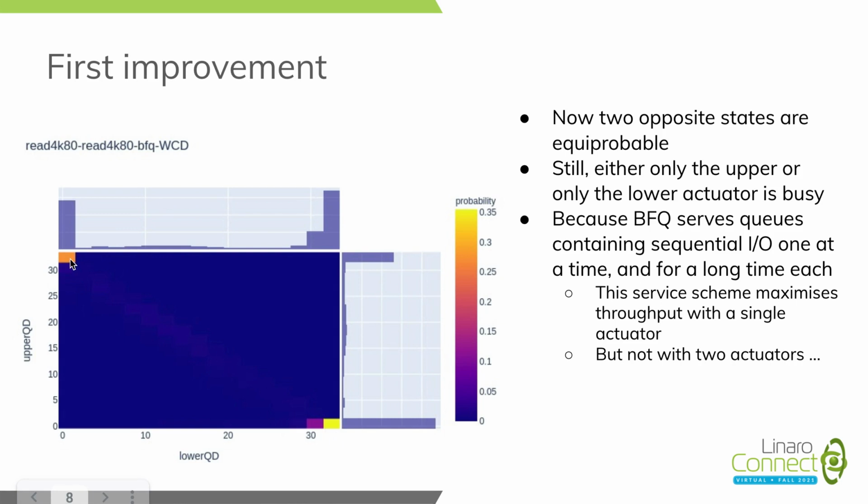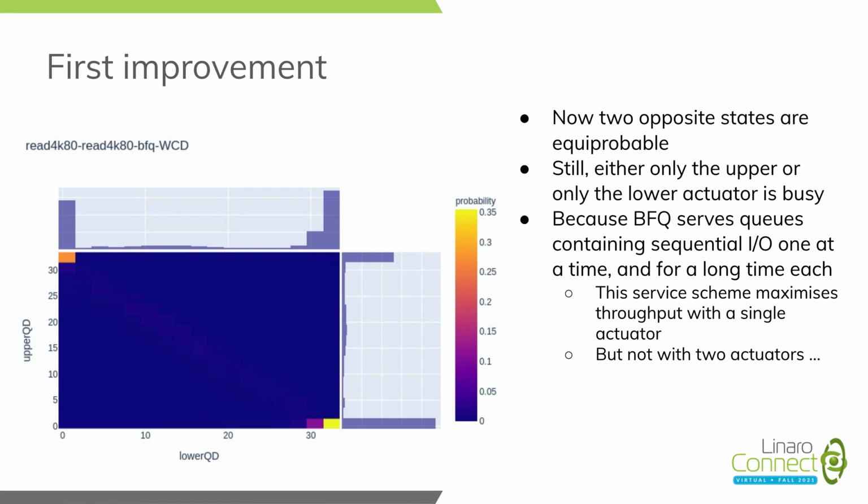Now, we don't have only this case here, but we have both. So the two more or less equiprobable scenarios are that either we have one actuator working or we have the other actuator working. The problem here is that we don't have anything in the middle, so having part of the requests for one actuator and the other requests for the other actuator.